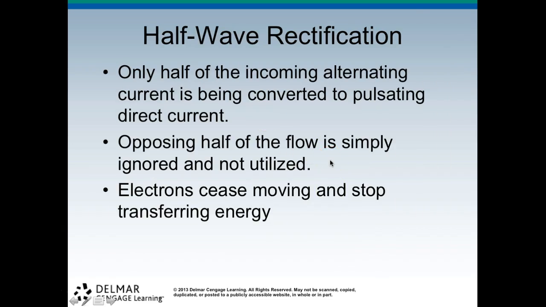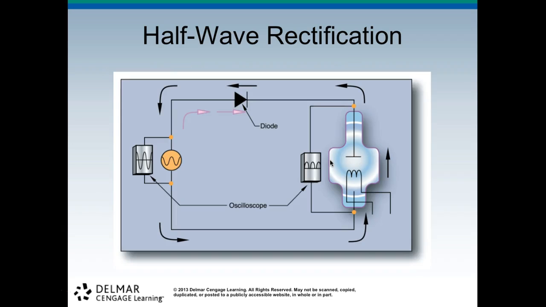Half-wave rectification: only half of the incoming alternating current is being converted to pulsating direct current. The opposing half of the flow is simply ignored or not utilized, so it's wasted. Electrons cease moving and stop transferring energy. You can see here we have a diode, with its symbol, sending them back.